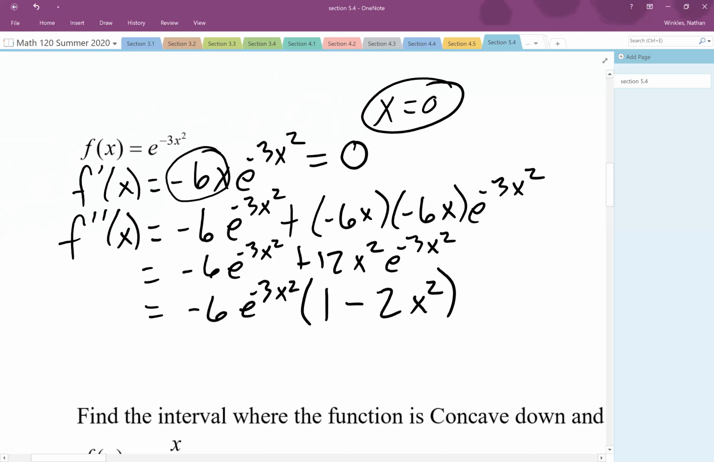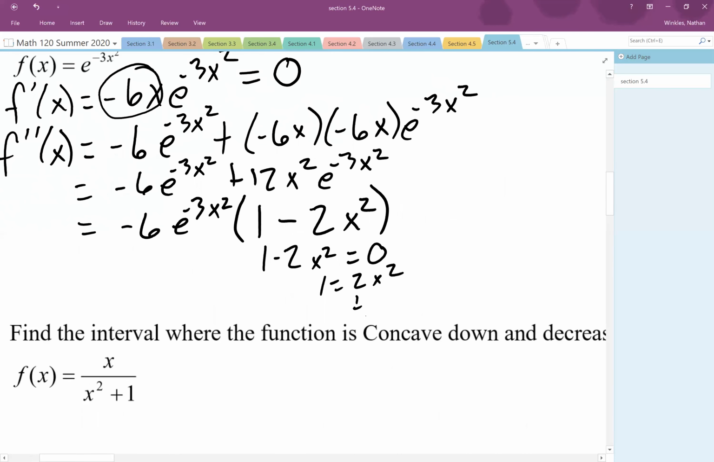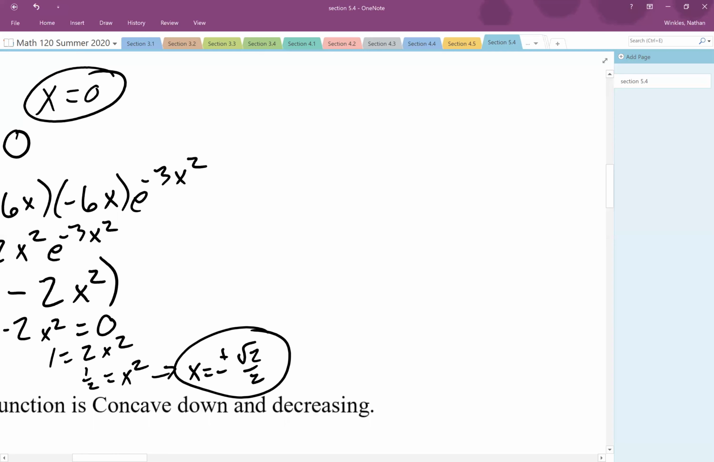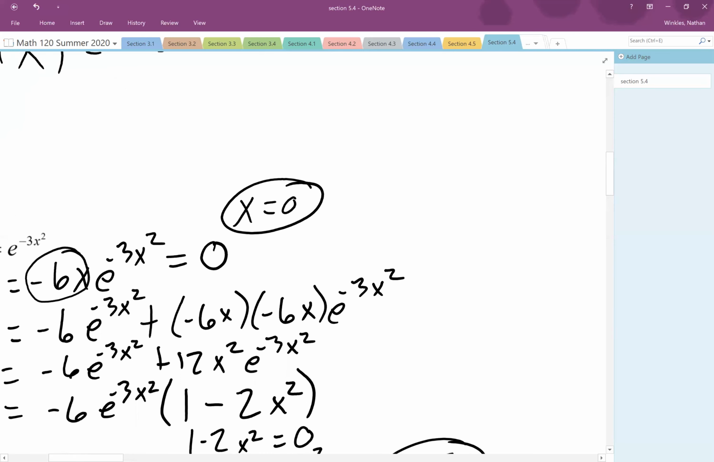Same thing with our second derivative, minus 6e to the minus 3x squared is never 0. So 1 minus 2x squared equals 0. So 1 equals 2x squared. So 1/2 equals x squared. Tells us x equals plus or minus the square root of 2 over 2. Another ugly one just like we had in the last section. So for our first derivative here, we use 0, so we got negative 1 and 1.